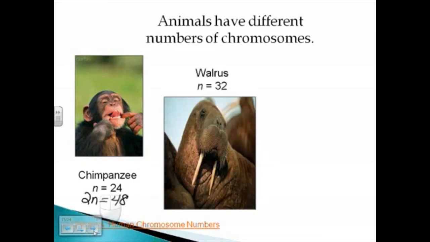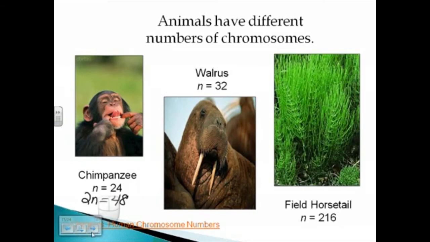A walrus, 32, which means their typical cells have 64. A plant, field horsetail, 216, which means that their typical cells have 432. Obviously, not based at all on size, but more on the complexity of the organism and what's going on on the inside chemically.